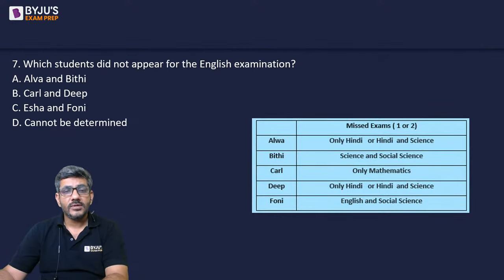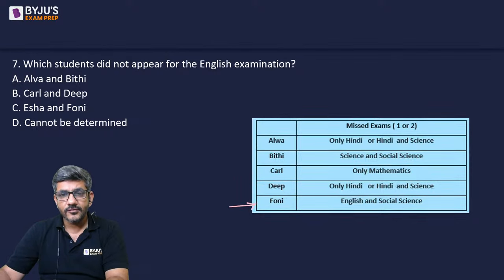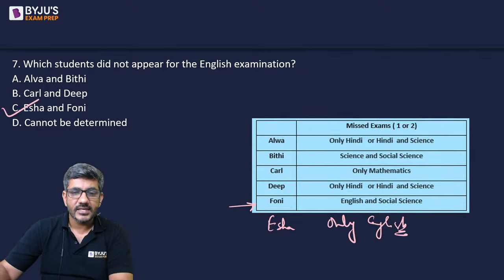Next, which student did not appear for the English examination? English के लिए कौन appear नहीं हुआ है? One is Phony and one is... I think we have data of ईशा का data नहीं है इसके अंदर शायद, है ना? ईशा भी तो थी ना? ईशा also has missed only English if you guys remember. तो वो डेटा यहां मिसिंग है कहीं ना कहीं. So the answer is Isha and Phony.